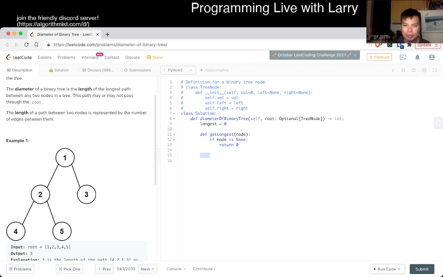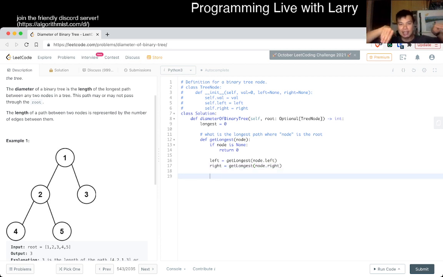Otherwise, okay. As we said, what is the longest path where node is the root, right? So basically here we just go, okay, so what is the longest path? Left is equal to get longest of node dot left, right is equal to get longest of node dot right, and then of course that means that now you have the longest path on the left and the longest path on the right, and then you combine them, you have left plus right plus 1 for the current node, and that's a possible longest path. So then you just compare it to what we have so far. Max.